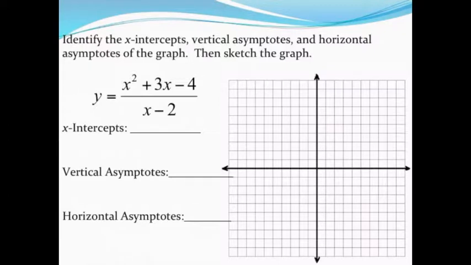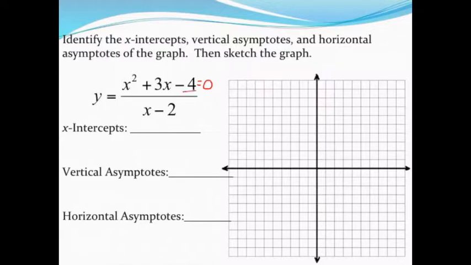The first thing that I like to find when I graph rational functions is the x-intercepts. To find the x-intercepts of a rational function, I'm going to set the numerator equal to 0. Whatever makes the top equal to 0 will be my x-intercepts. And so this quadratic, I will either need to use the quadratic formula to solve, which I would not prefer you do, or instead factor, which is what I would prefer you to do. So let's factor this trinomial.